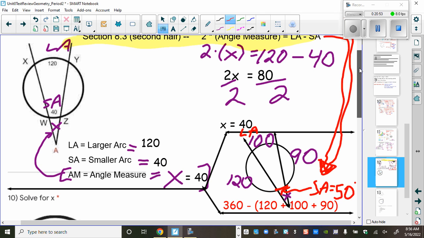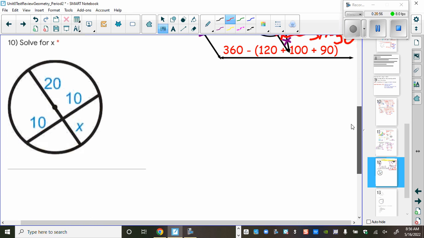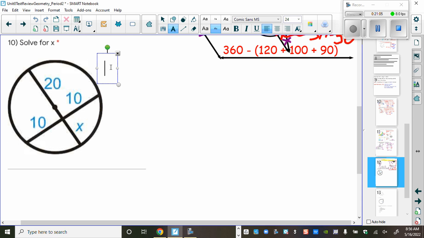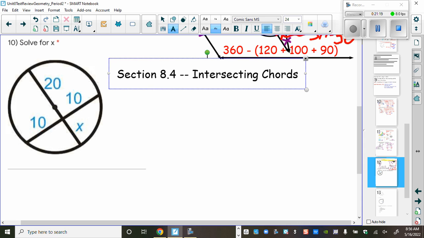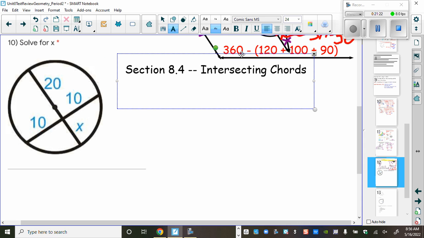All right, here we go. Let's talk about this problem right here. So now we're into section 8.4. Intersecting chords. You use this formula: A times B equals C times D.